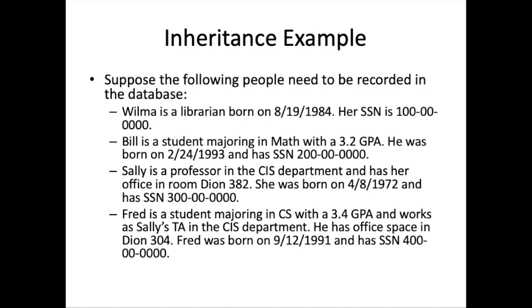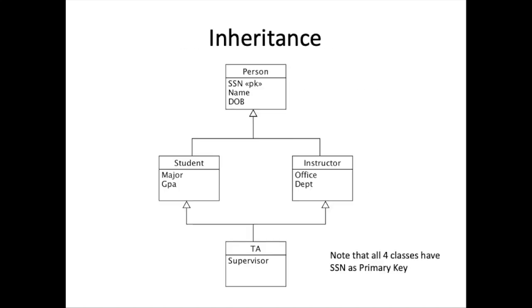Okay, so we've got basically one person that fits each of these four categories. We've got one sort of generic person, the librarian, who's neither a student nor an instructor nor a TA. We've got one person who's a student but not an instructor. We've got a professor, Sally, who's an instructor but not a student. And we've got one student who's also a TA, so is both a student and an instructor.